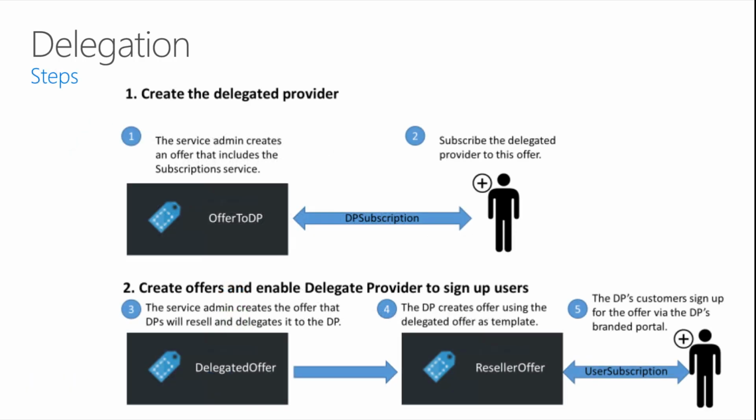This is a little more walkthrough of the process, which is in the docs for Azure Stack documentation, and tells you how this works. First we create the delegated provider. The service admin creates an offer that includes the subscriptions service, as we mentioned earlier. Number two, they subscribe the delegated provider to this offer. And then create offers and enable delegated providers to sign up users. The service admin creates the offer that the delegated providers will resell and delegates it to the delegated provider. The delegated provider then creates offers using the delegated offer as the template. And then finally, the delegated provider's customers sign up for the offer via the delegated provider's branded portal.